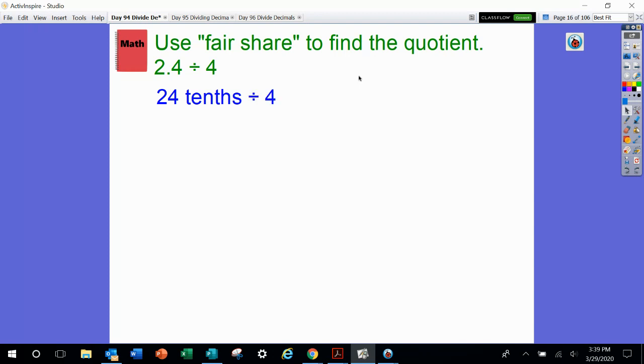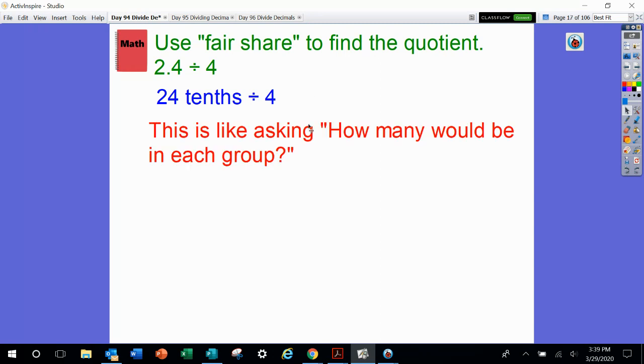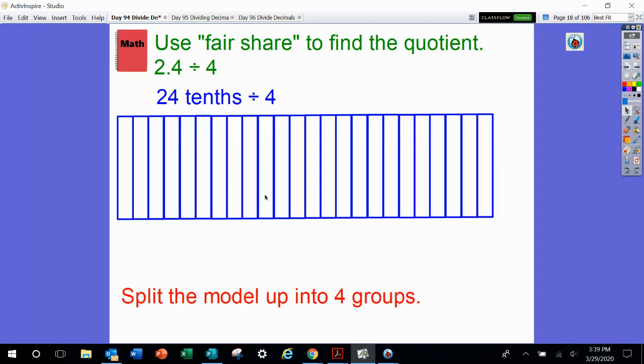Well, I know it's a lot to draw, and we're going to divide that 24/10 by 4. This is like asking how many would be in each group. If I had 4 groups and I was passing out 24/10, I was sharing 24/10, how many would be in each of those 4 groups? Okay, so I decided to draw 24/10.